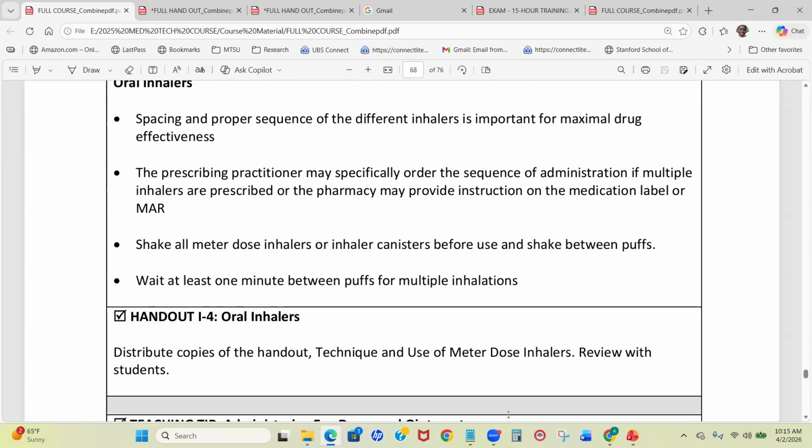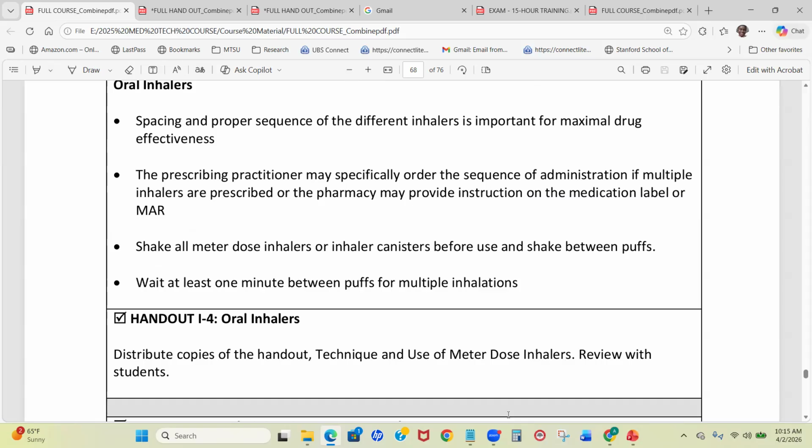All right, let's look at oral inhalers. So we have the spacer that goes with oral inhalers. People that have asthma, COPD, and all those lung respiratory sicknesses or diseases, they may have oral inhalers. Shake or meter those inhalers or the canisters before use, and shake between puffs. So you shake it, you squirt it in their mouth, they close their mouth and inhale it in. And then you shake it again, and then you do the second one.